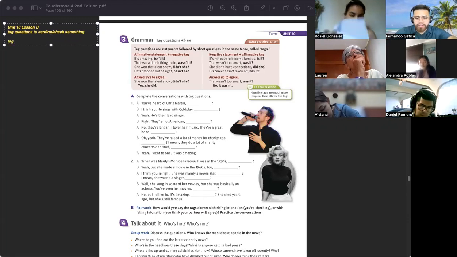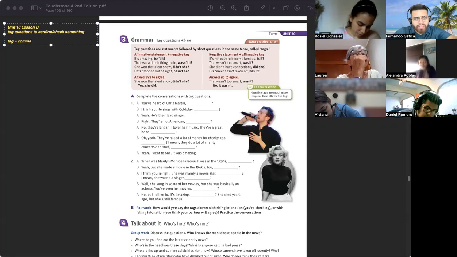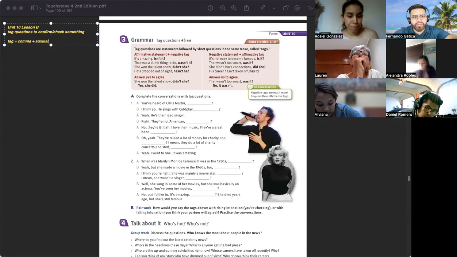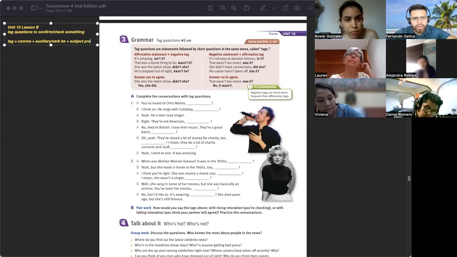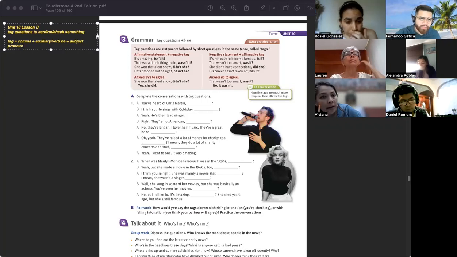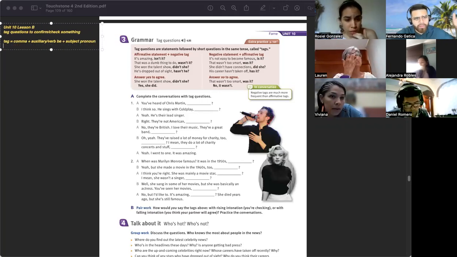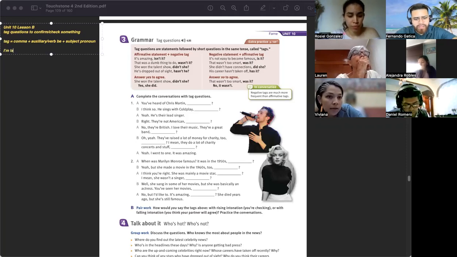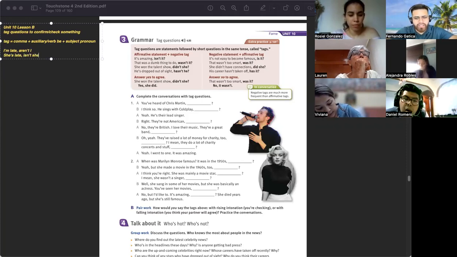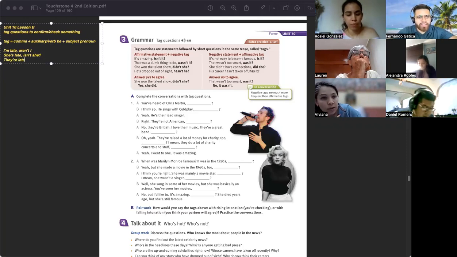Remember, for the tag, you're going to use a comma plus an auxiliary verb or the verb be, and then a subject pronoun. Let me give you some examples. With the verb be, I'm late, aren't I? She's late, isn't she? They're late, aren't they? That's the verb be.